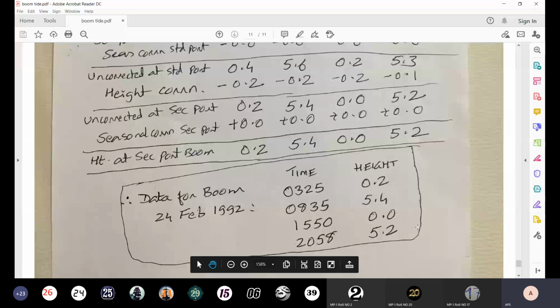So the next part is 1800. They are asking what is the height of tide at 1800 at Boom. So you can see 1550 is 0, 2058 is 5.2. So 1800 will definitely be between 0.0 and 5.2, and it's a rising tide. That means the left side of the curve. So try and understand, 1800 is between this low water and high water. It is a rising tide. So now we go to the curves.